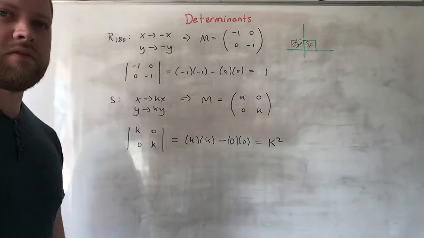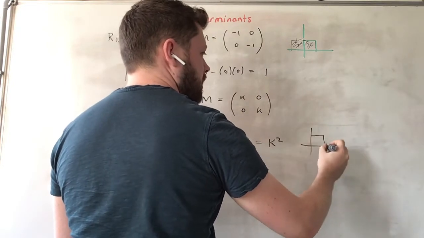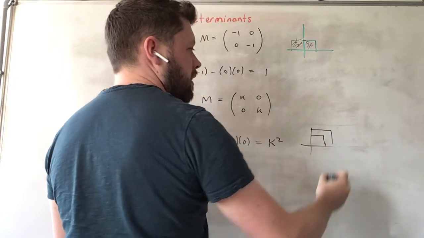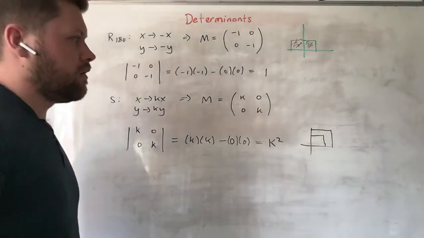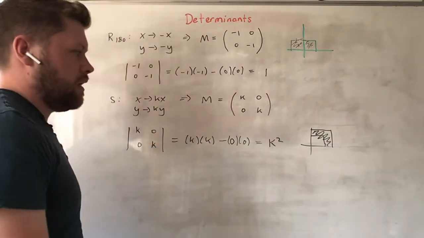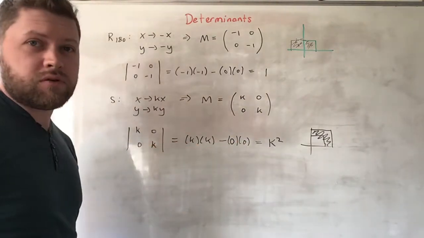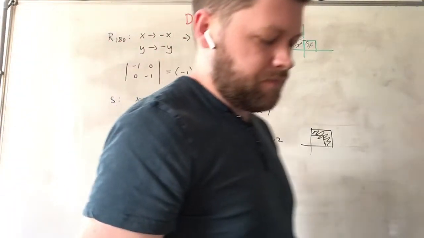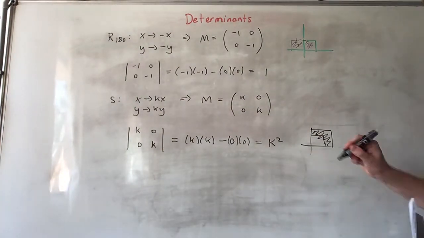Which makes sense. If you have an area here and you scale x and y by the same amount, the area is going to be related to the scaling factor, and because it's an area we're talking about, it's k squared. So it makes intuitive sense.